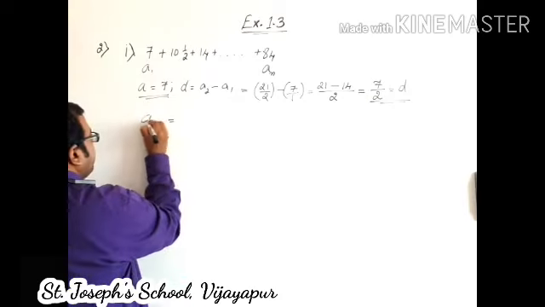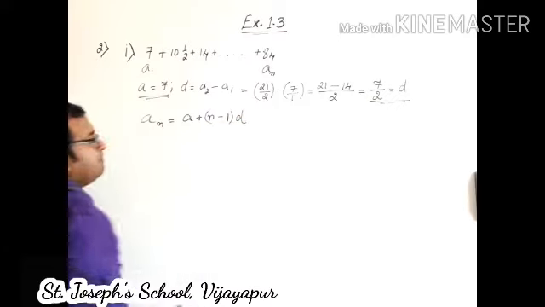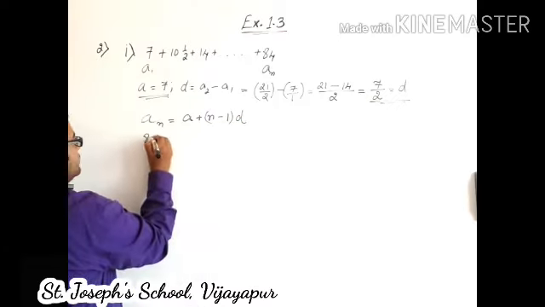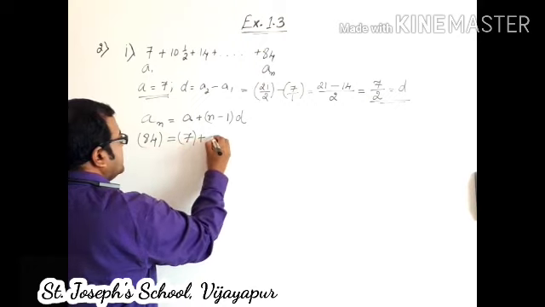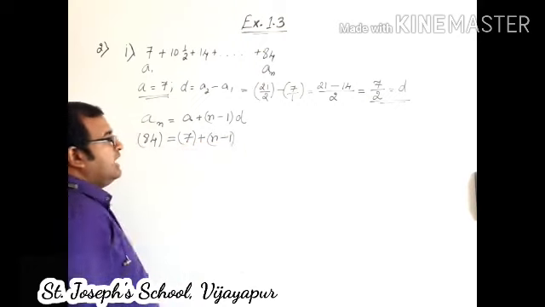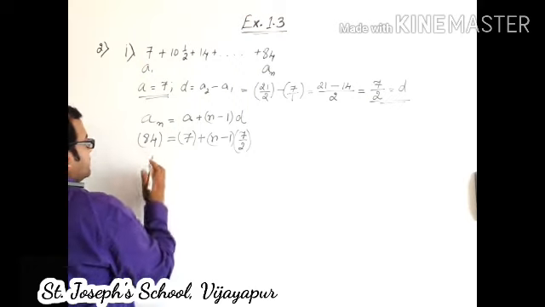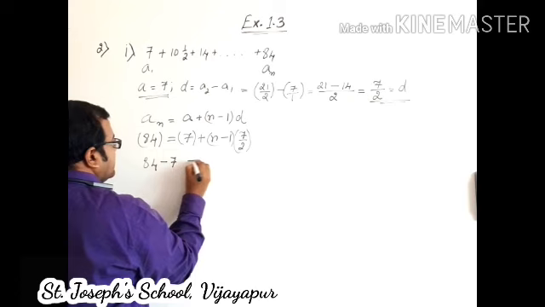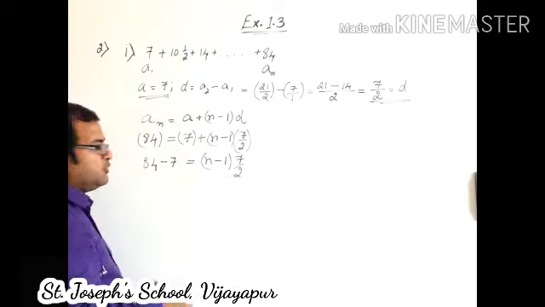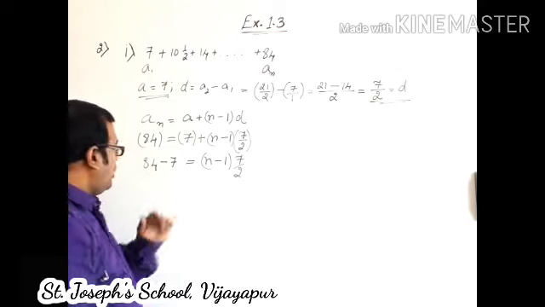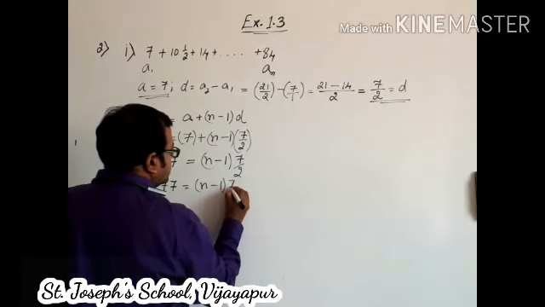an is equal to a plus n minus 1 into d, where an is 84. I will substitute the values now. 84 is equal to a, 7, plus n minus 1, I keep it as n, and then d we just found out as 7 upon 2. Now simplification: 7 comes to the other side, becomes 84 minus 7 is equal to n minus 1 into 7 by 2. You can apply the distributive property here also and then take the constant to the other side, or 84 minus 7 is 77, which is equal to n minus 1 into 7 upon 2.